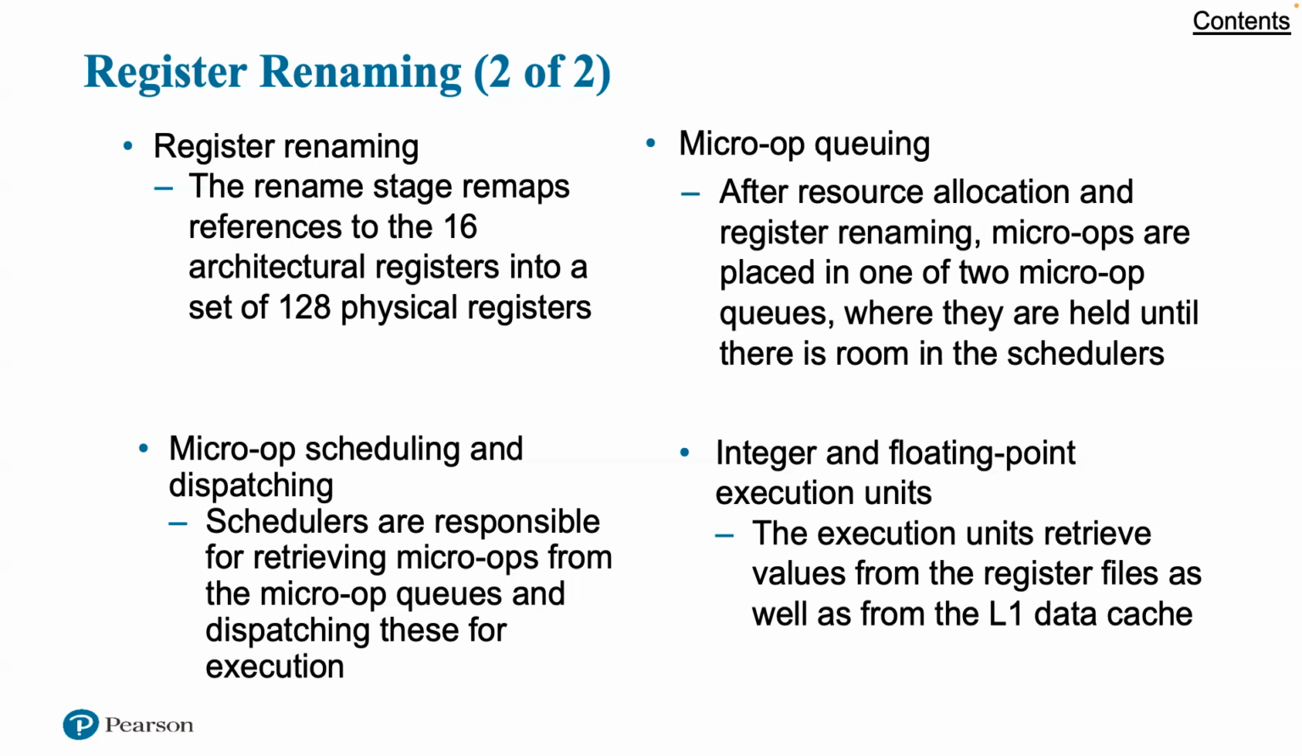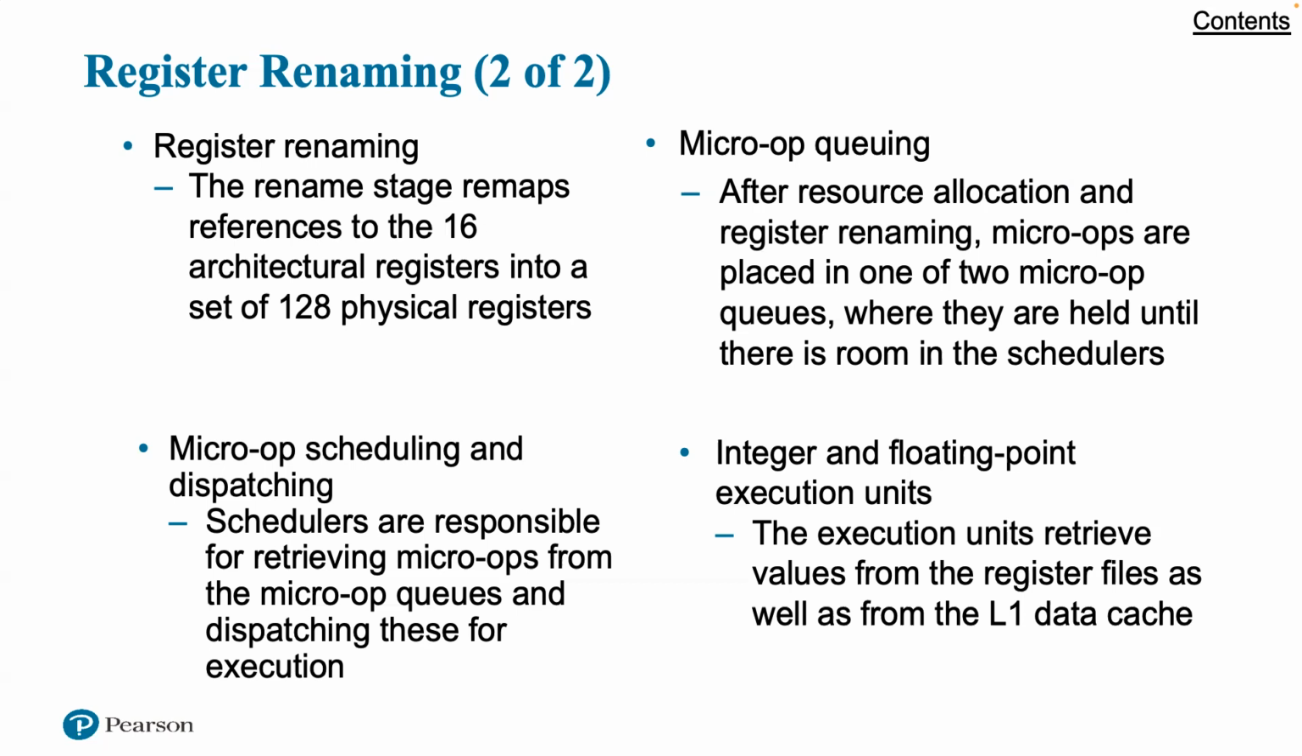The integer and floating point register files are the source for pending operations by the execution unit. The execution units retrieve values from the register files as well as the L1 data cache. A separate pipeline stage is used to compute flags, for example, zero or negative. These are typically the inputs to a branch instruction.